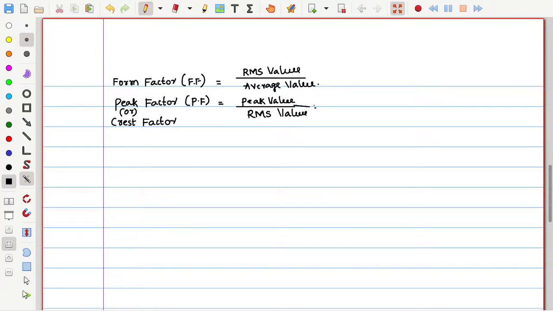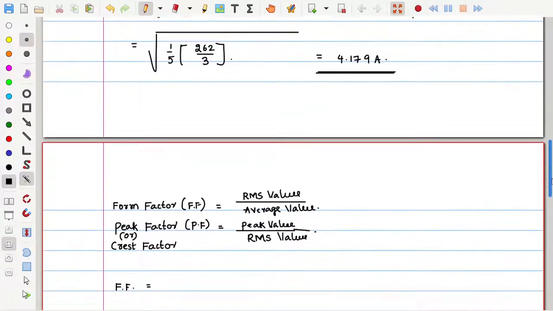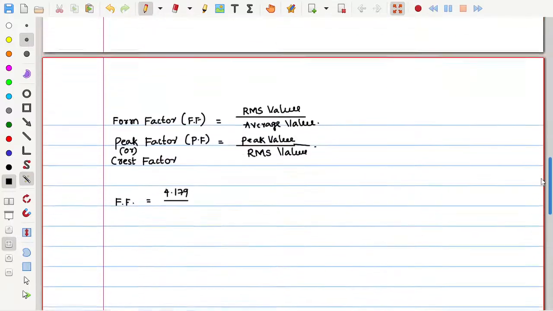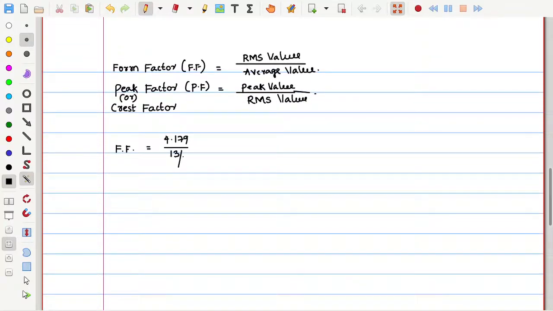Okay, so for the above waveform, let us calculate these two. What is the form factor here for the above waveform? How much is the RMS value? 4.179 divided by how much is the average value? 13 by 5. So how much is the total value? Check it. 13 by 5 is 2.6, sir. Okay. So I got this as 1.607.